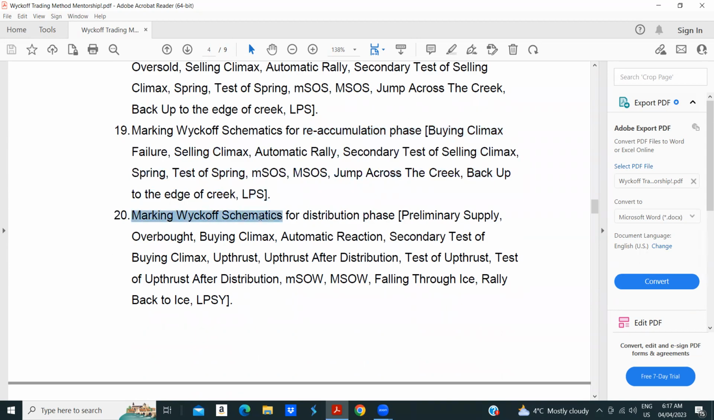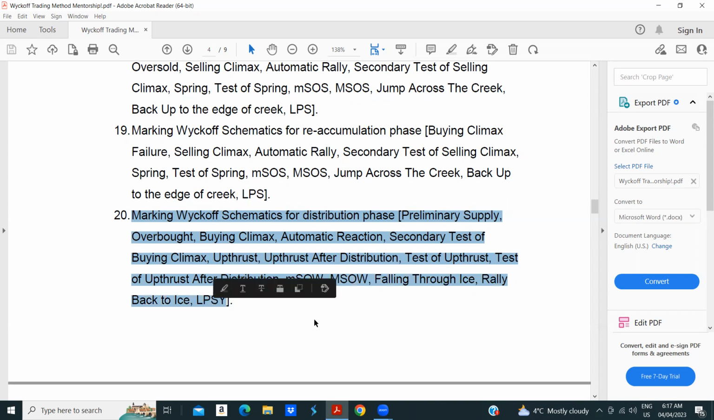Okay, we will mark the Wyckoff semantics for the distribution phase as well, which includes the preliminary supply, overbought, buying climax, automatic reaction, secondary test of buying climax, upthrust after distribution, test of upthrust after distribution, minor sign of weakness, major sign of weakness, falling through ice, rally back to ice, and the LPSY.